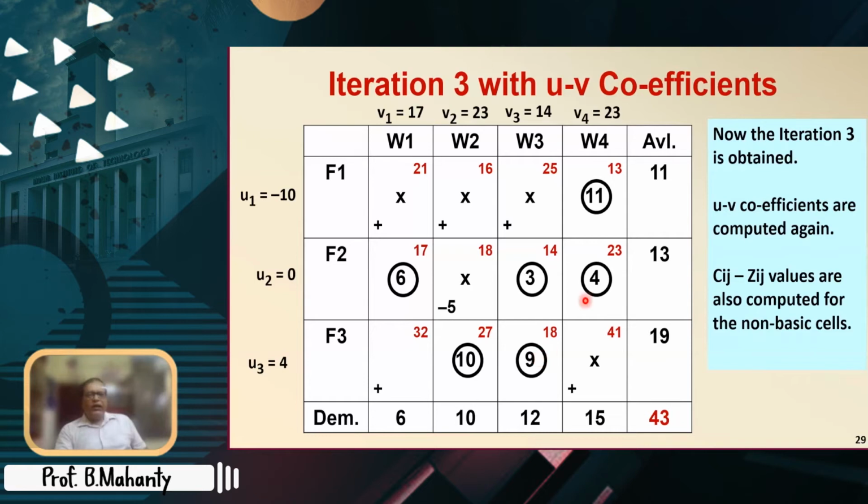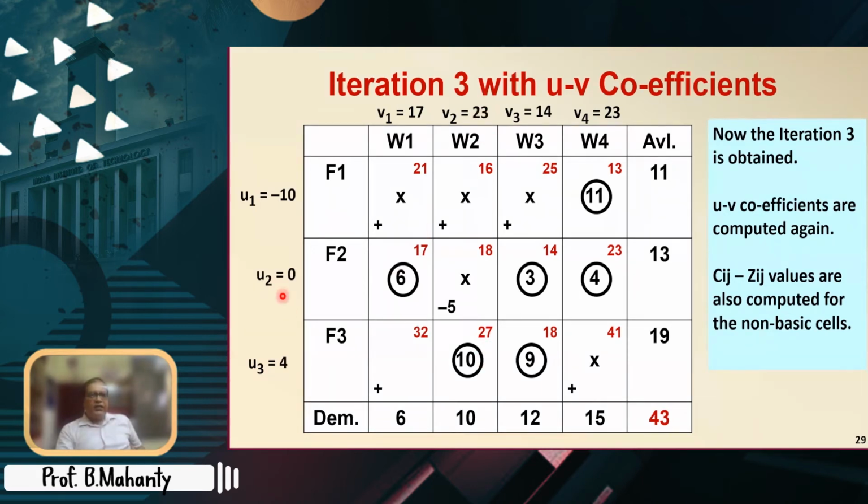All right. So iteration 3 is obtained, but unfortunately even now we could not find a solution. So again we have to compute the UV coefficients. Let us say U2 equals 0. So this should be 17, this should be 14, that should be 23. A good idea is to put 0 in a row where most of them can be obtained directly. Since this is 14 and this is 18, this should be 4. Since this is 4 and this is 27, that should be 23.